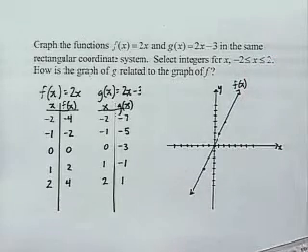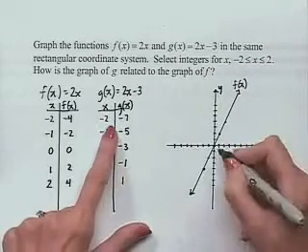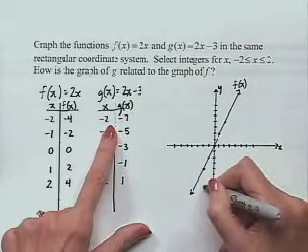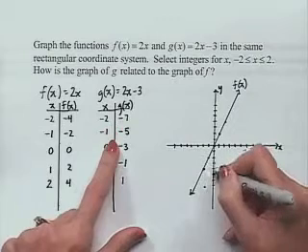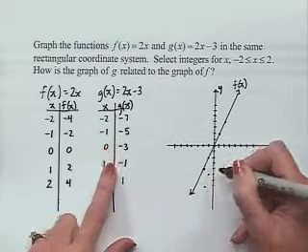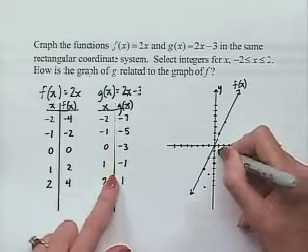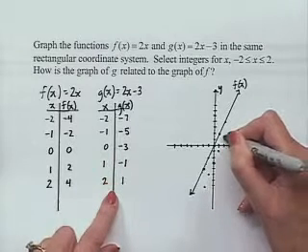Now let's graph the second set of points. We have negative 2, negative 7. 1, 2, 3, 4, 5, 6, 7 here. We have negative 1, negative 5. 0, negative 3. 1, negative 1. And 2, 1.